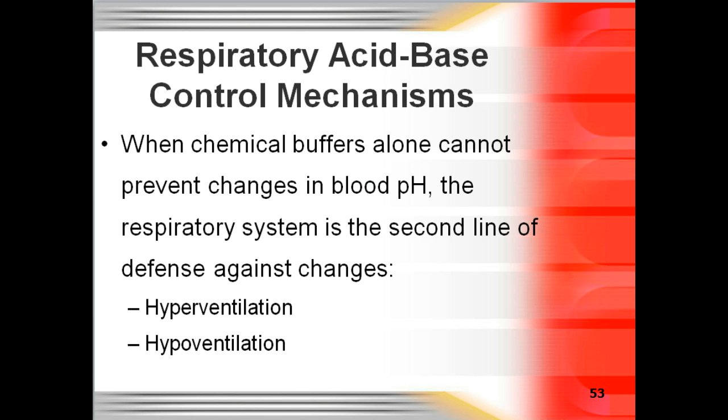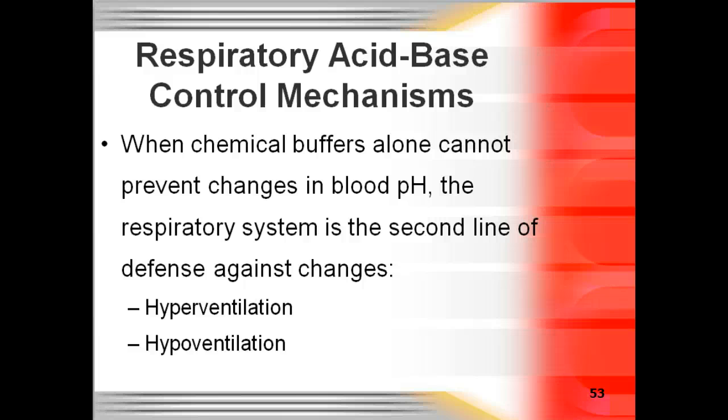Okay. When we go to respiratory acid base control mechanisms, buffers alone cannot prevent changes in blood pH. The respiratory system is the second line of defense against changes. Basically, that's all they're saying when we're talking about respiratory and acid base.